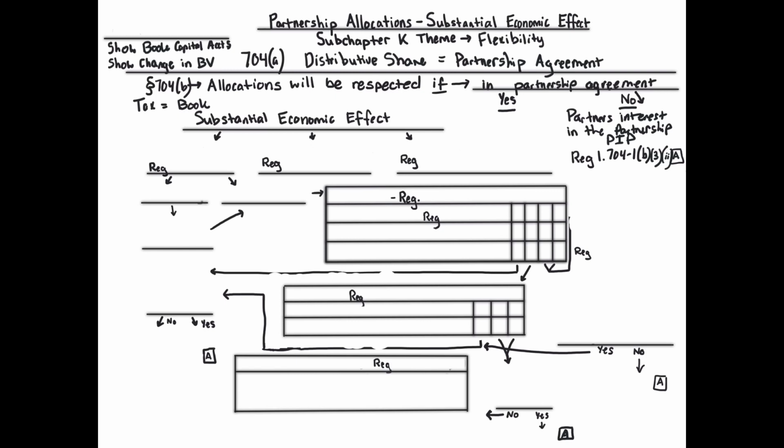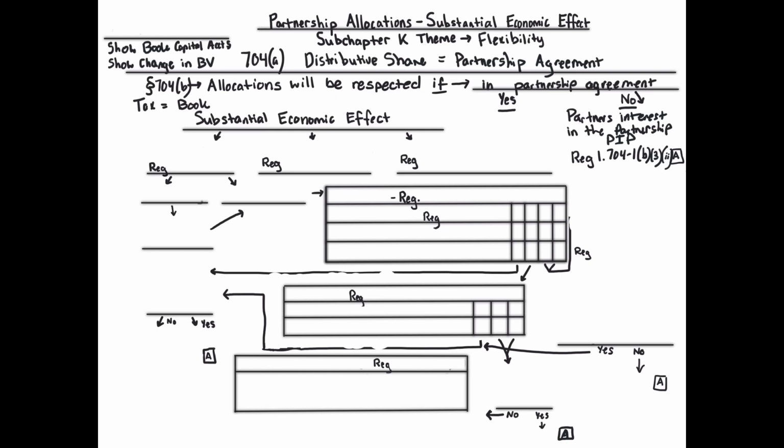Okay, so substantial economic effect. Again, we have our allocation. Let's say our crazy allocation, right? One partner is allocated 30-70 gains, and then it's 60-40 losses, or a special allocation of depreciation. Now we're going to dive into whether we have substantial economic effect. So if we have that partnership agreement, which we do, and substantial economic effect, guess what? The allocation will be respected under a safe harbor.